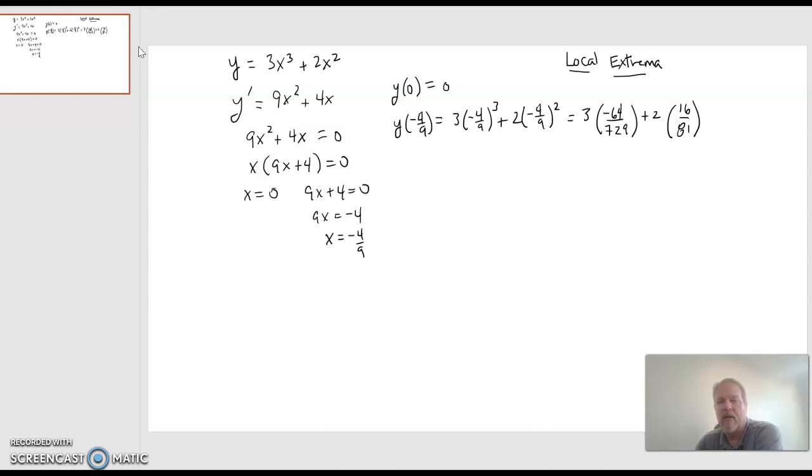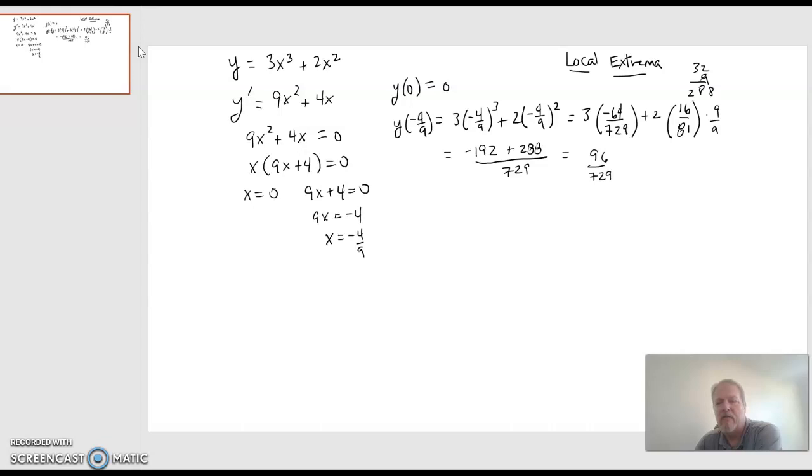We need the same denominator here, so I have to multiply this by 9 over 9 to get 729 on the bottom. So this equals 3 times negative 64, which is negative 192. And then this top here, 2 times 16 is 32, and 32 times 9 is 288. So this is plus 288 all over that common denominator, 729. So you get 288 minus 192, which is 96, positive 96, all over 729.